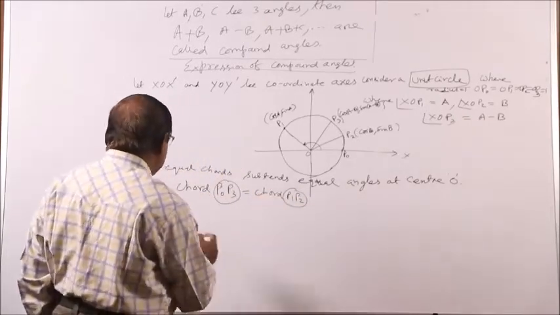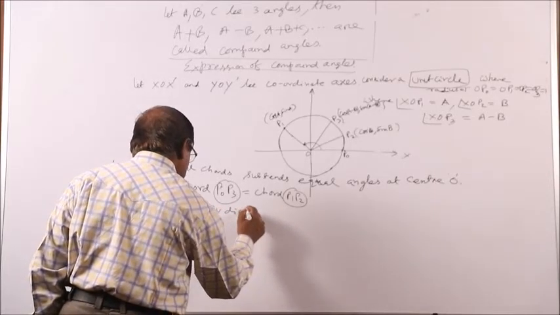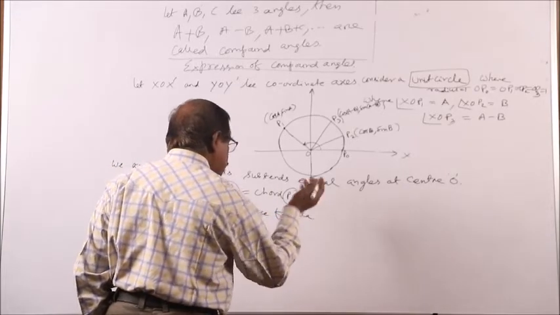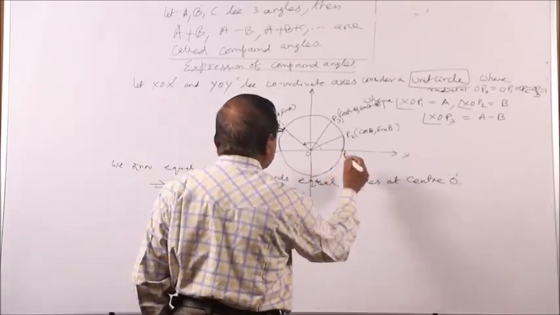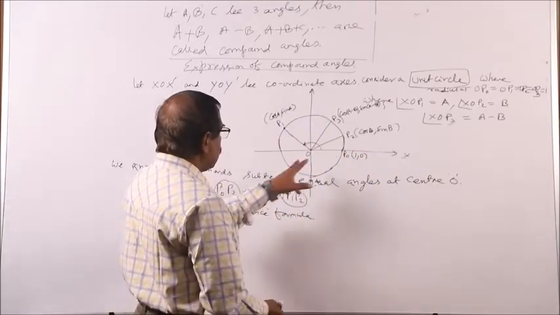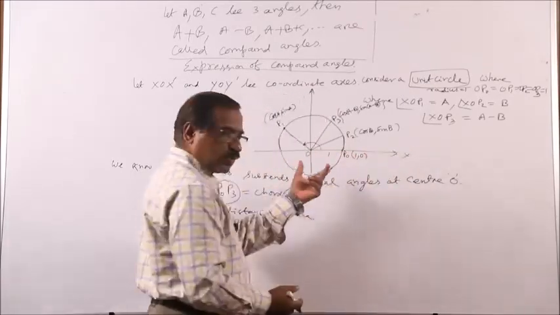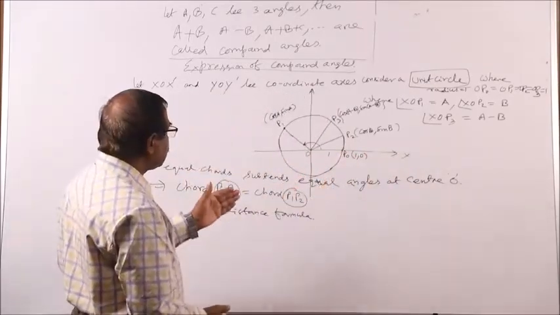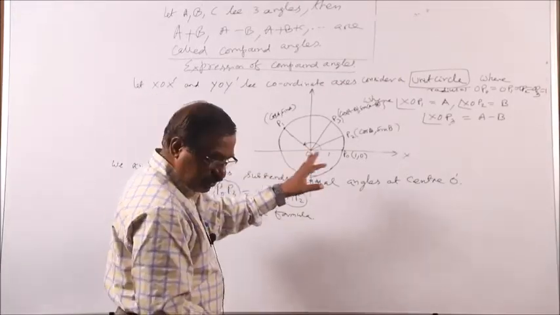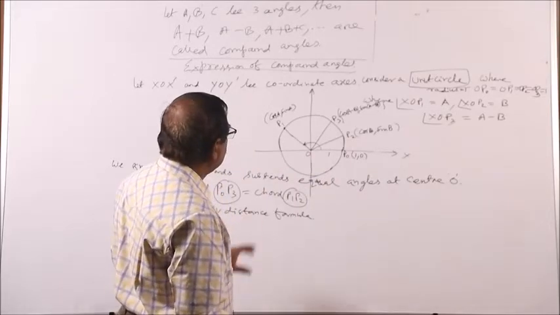P0P3, what is that? By the distance formula between 2 points, which you have read. What is the coordinate of P0? P0 is 1, 0, because P0 is at the radius, this is 1, and it is on the x axis, so its coordinate is 1, 0. So what is P0P3? What is this distance?